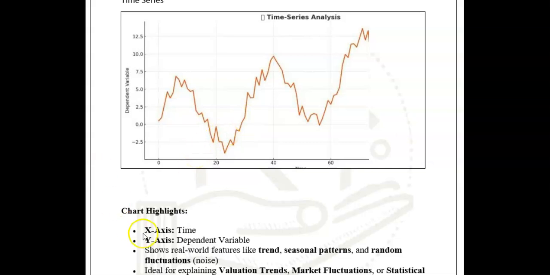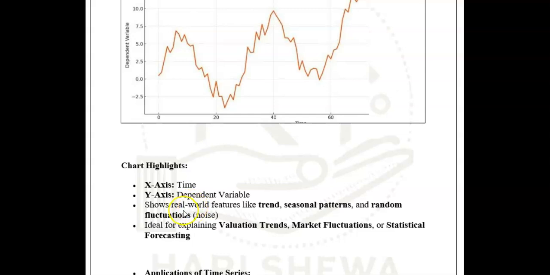In this graph, the x-axis is the time. X-axis is time: 0 year, 20 years, 40 years, 60 years, and whatever time scale you choose to prepare, for 1 year, 2 years, or monthly. Y-axis is the dependent variable, for example rainfall. Here rainfall will come as 100 centimeter, 150 centimeter, 200 centimeter, 250 centimeter, 300 centimeter. So it shows real-world features like trend, seasonal pattern, and random fluctuation.